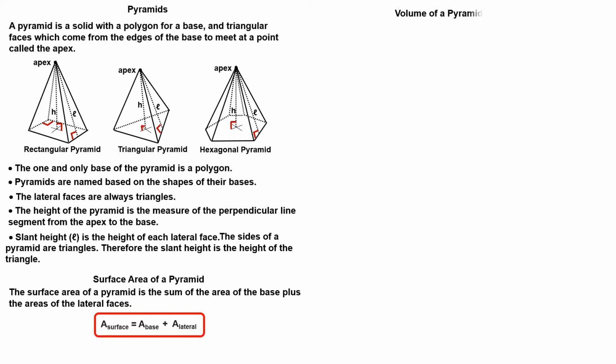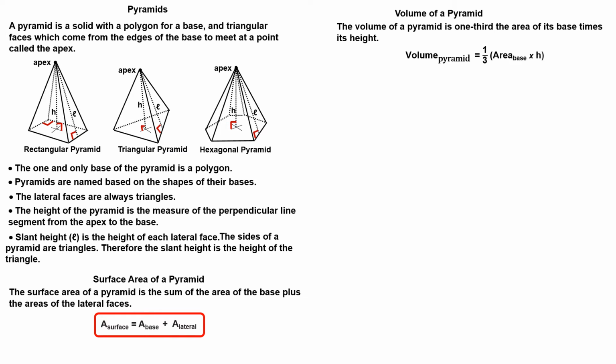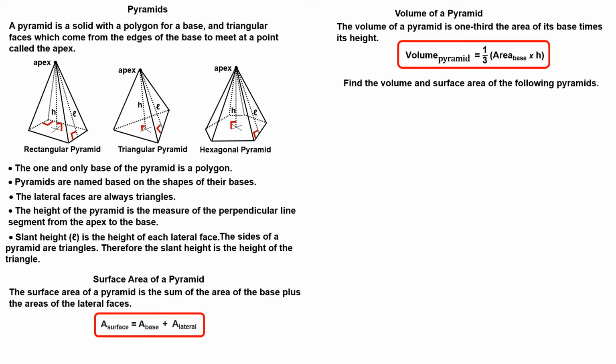Volume of a pyramid. The volume of a pyramid is 1/3 the area of its base times its height. This is the formula. Let's see how it works. Find the volume and surface area of the following pyramids.